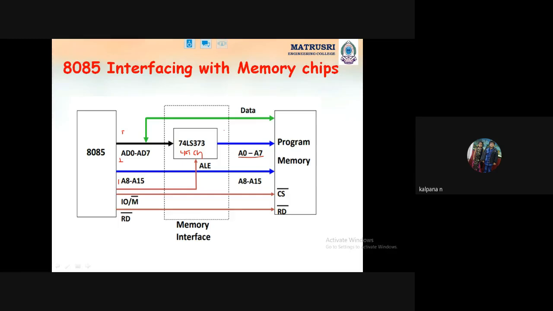Why two arrows for these? For address lines we have given only one arrow, unidirectional. Why are data lines bidirectional? Tell me why this green line is having two arrows. We are giving address, and we transfer data from processor to memory and memory to processor. That's why data lines are bidirectional.